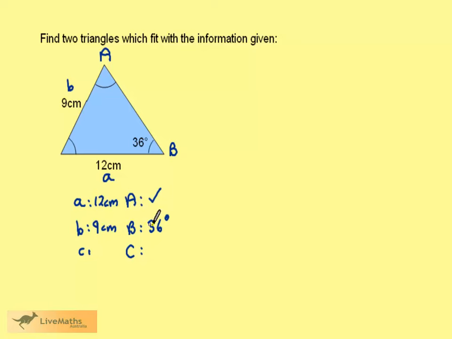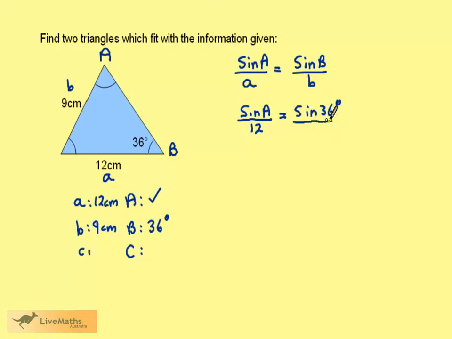We know both b's, so we know that we're going to use the sine rule. We're using the sine rule to find an angle, so angle on top. Sine A over a is equal to sine B over b. Substituting in, we have sine A over 12 is equal to the sine of 36 degrees divided by 9.